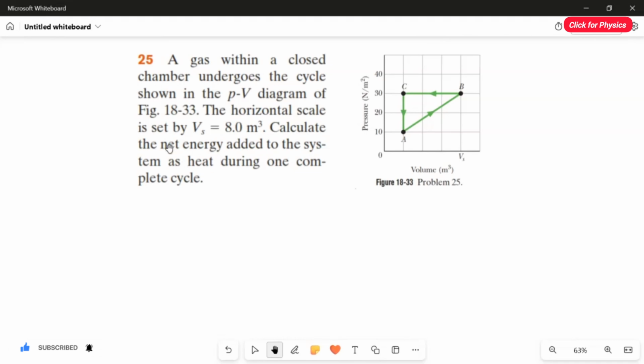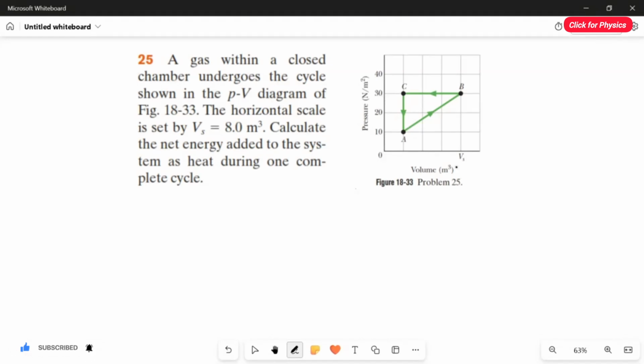So in this question, we are going to find the net energy added to the system as heat during one complete cycle. Let's see this green cycle. That means it's a cyclic process, but the direction of the cyclic process is counterclockwise. For a clockwise cyclic process, the work done will be positive. For a counterclockwise cyclic process, the work done will be negative. So you should be very, very careful.